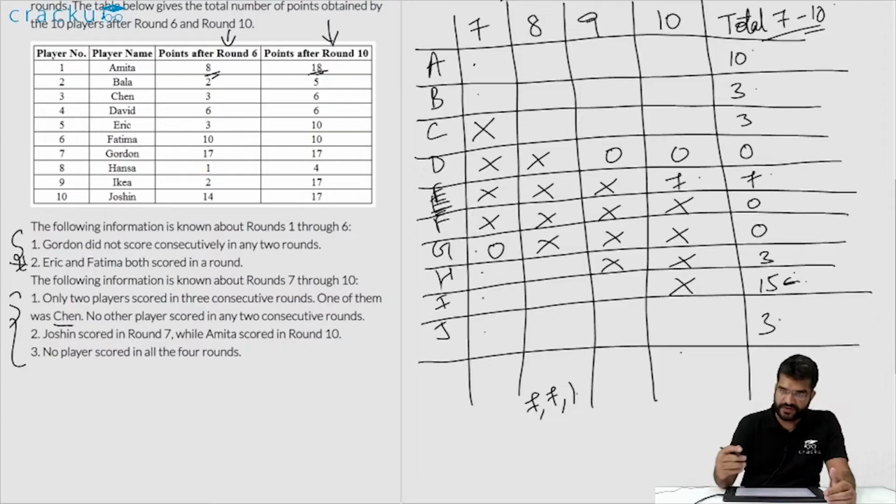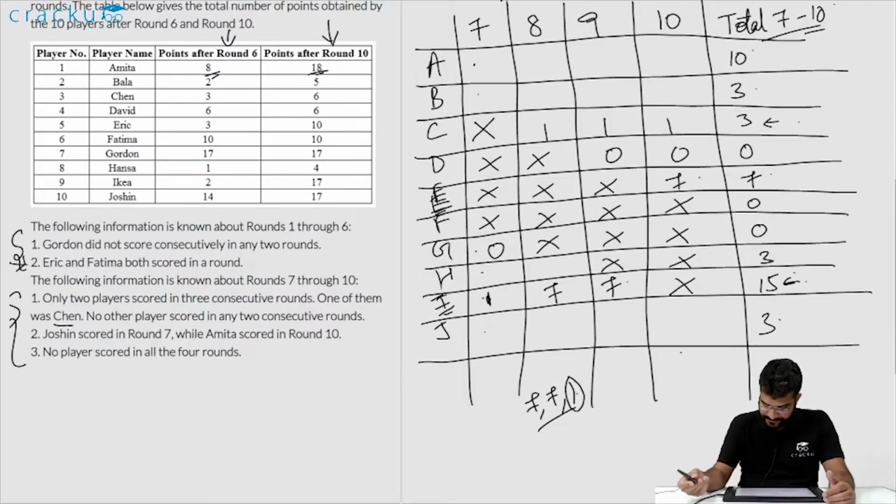Once you know that Chen has scored in 3 consecutive rounds and the total he scored is 3, it would mean that he has scored 1, 1, 1 in all the rounds that he has participated in. And the second player who has scored in 3 consecutive rounds would obviously be Ike, because he has scored 7, 7, 1 in the rounds. Now, the 1 that Ike would have scored would come in the first round, because Chen has scored 1 in rounds 8, 9 and 10. So, in round 7, Ike would score 1. This would imply that he has scored 7 in rounds 8 and 9.